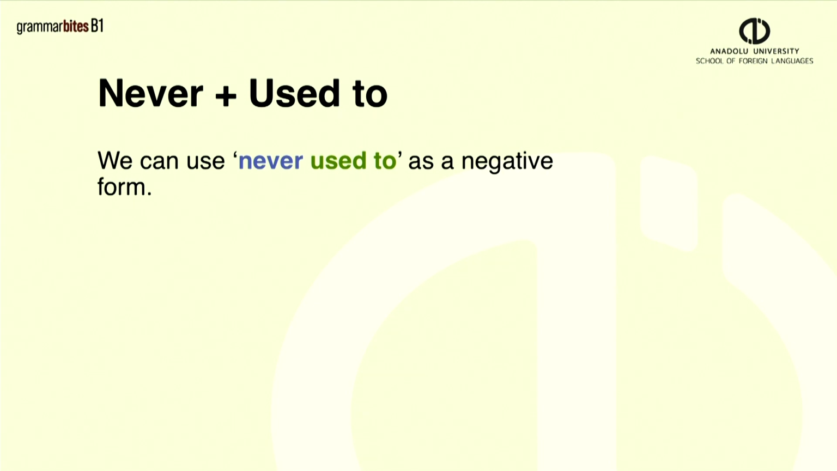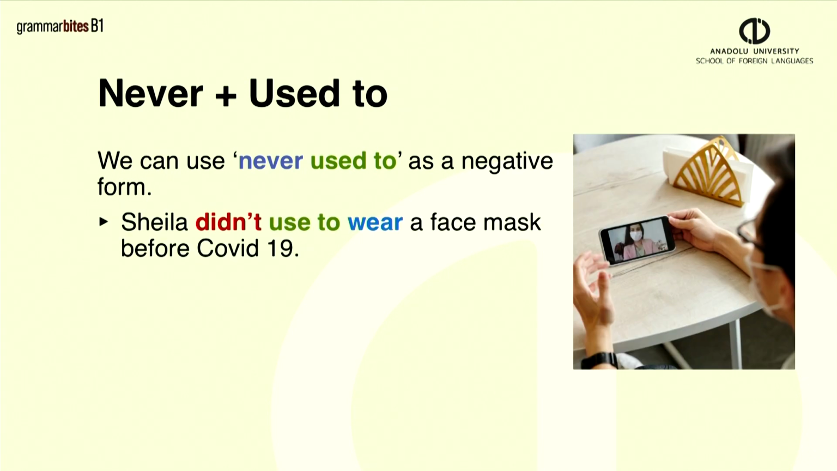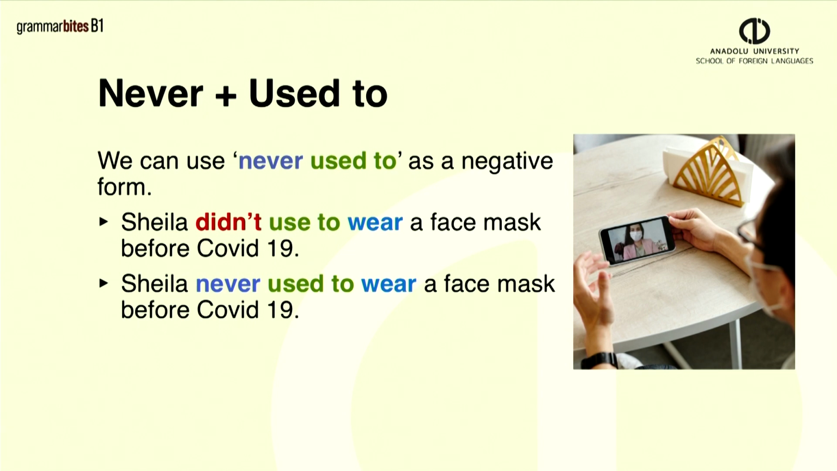We can use never used to as a negative form. Let's look at the sentence first. Sheila didn't used to wear a face mask before COVID-19. It is possible to rephrase this sentence like this. Sheila never used to wear a face mask before COVID-19.